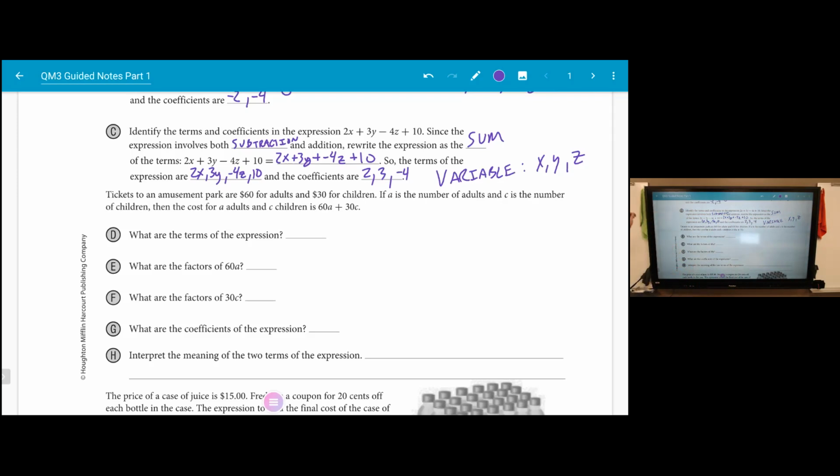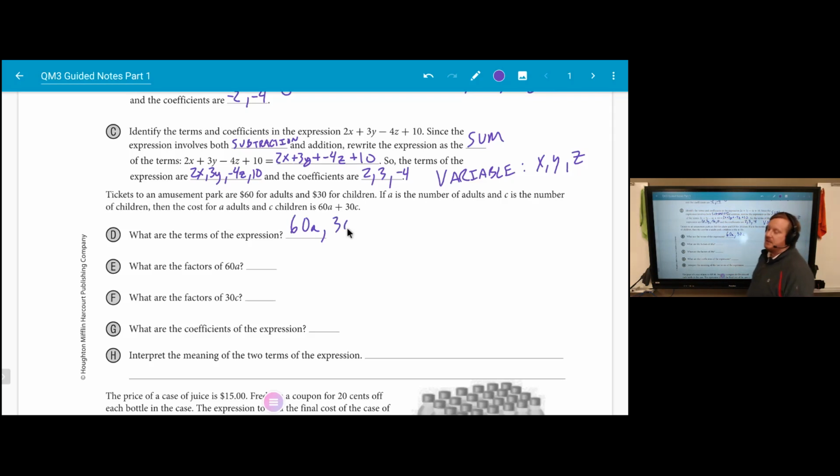Tickets to an amusement park are $60 for adults and $30 for children. If A is the number of adults and C is the number of children, then the cost for A adults and C children is 60A plus 30C. What are the terms of the expression? What's added together? That would be 60A and 30C.